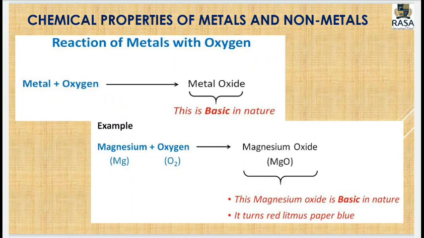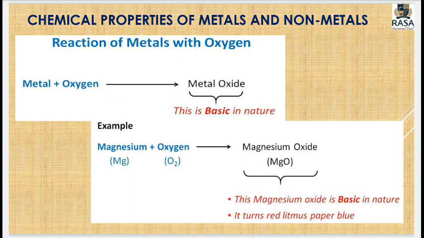So metal oxides are basic in nature. That should be in our mind that metal oxides are basic in nature. Means they turn the red litmus to blue. And if we use blue litmus, it will remain blue in color. So they are basic oxides and they are solid. Metal oxides are solid.